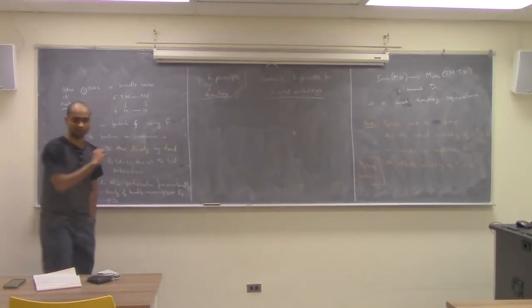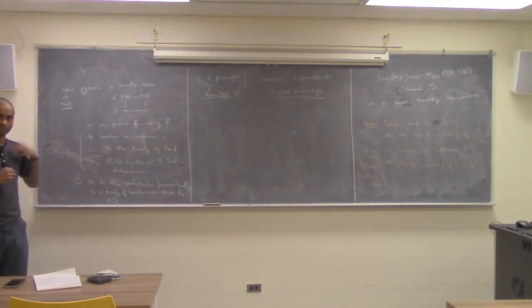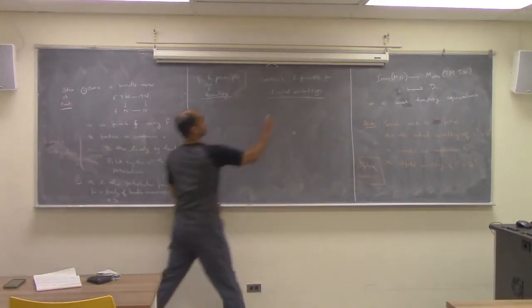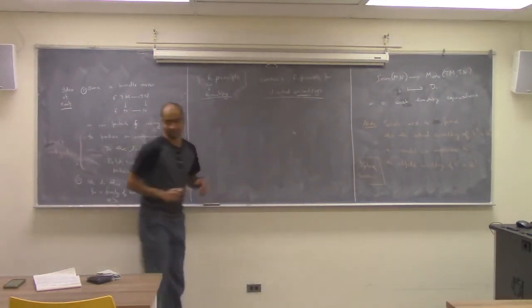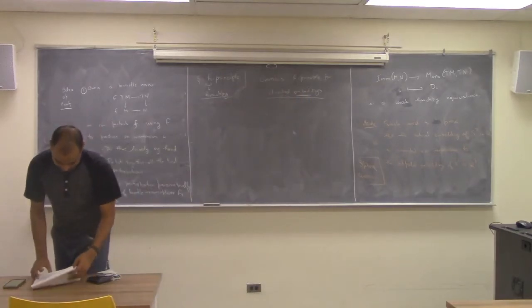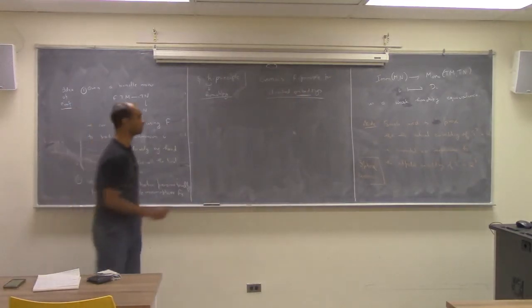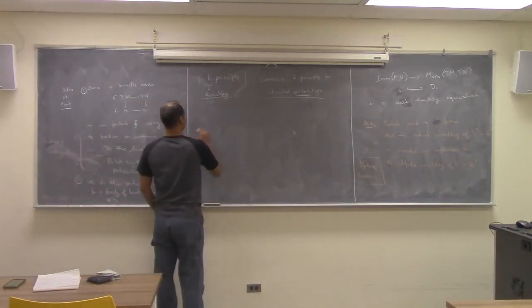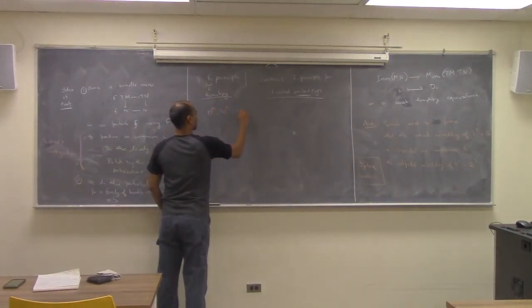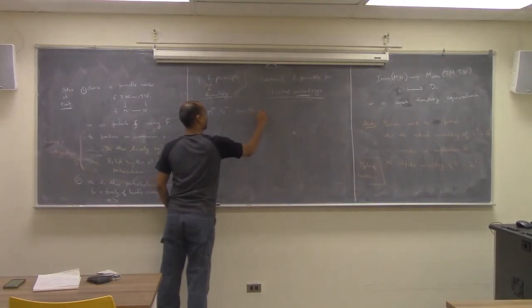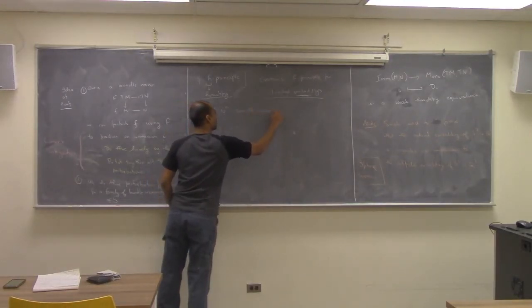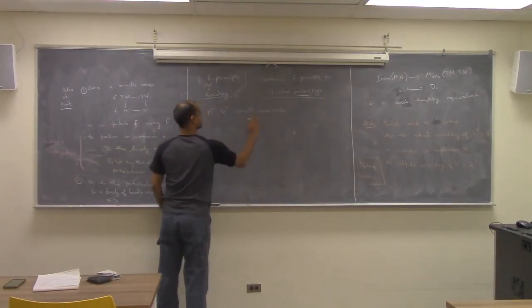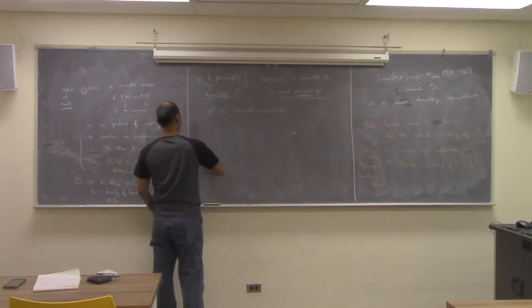So this is going to need some setup, and that's what I'm going to do next. Instead of immersions, now I'm going to talk about embeddings. And this needs a little notation. As before, we have manifolds, and now I need to define a new space.